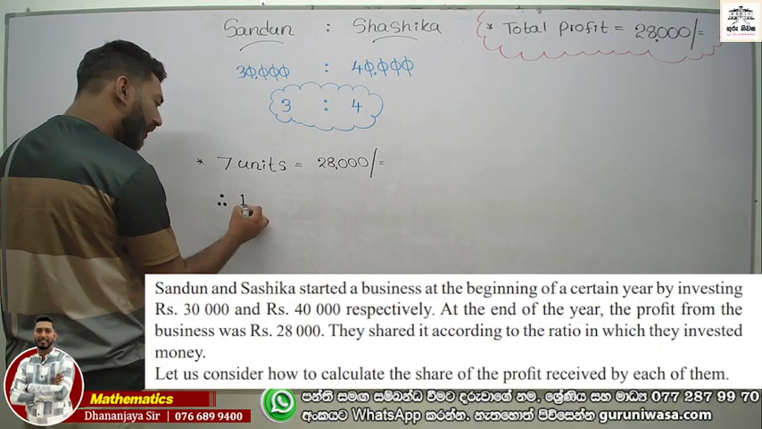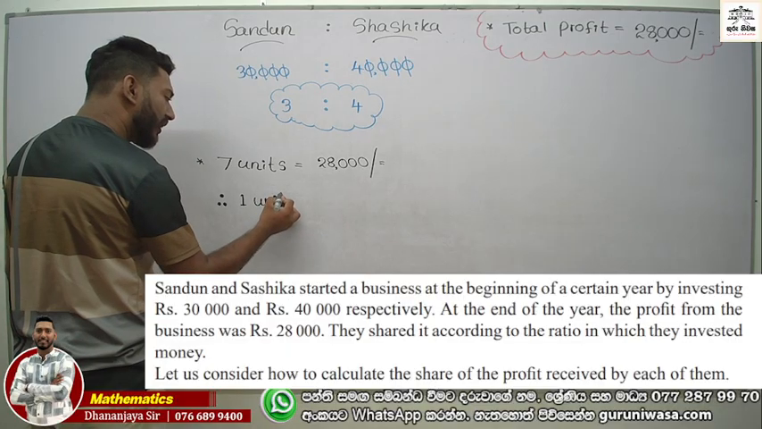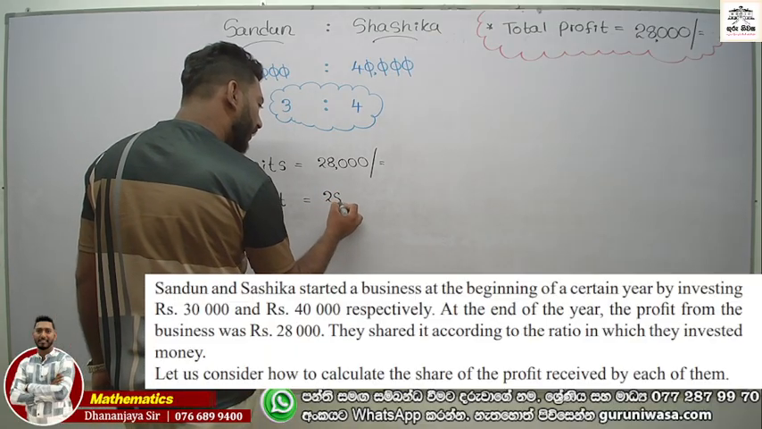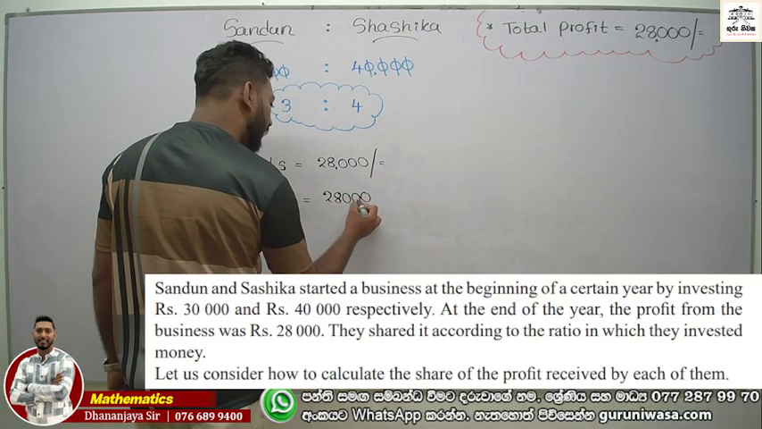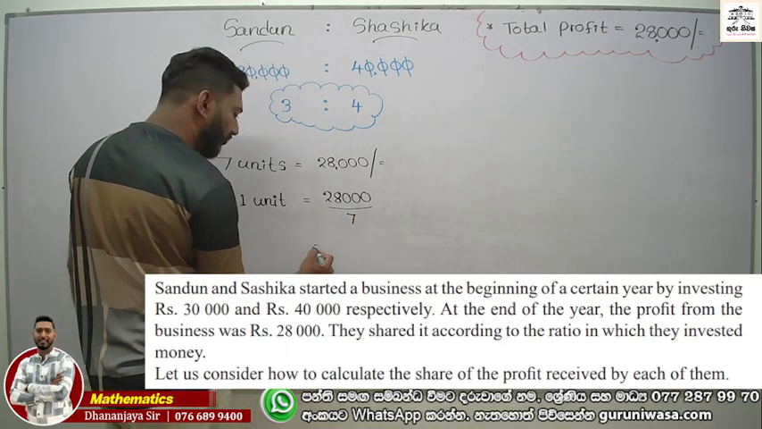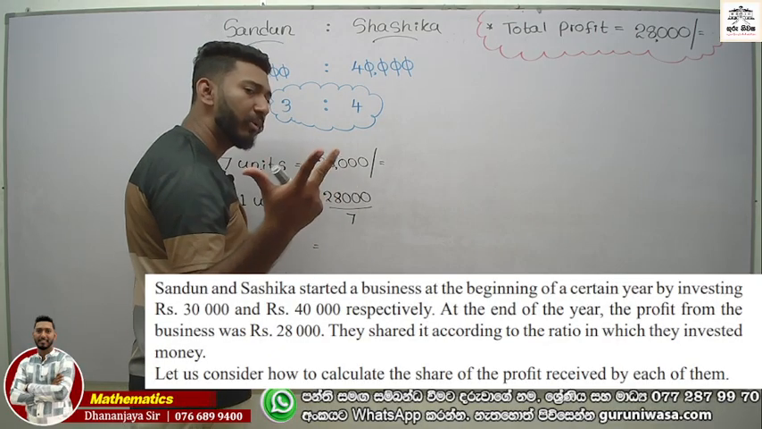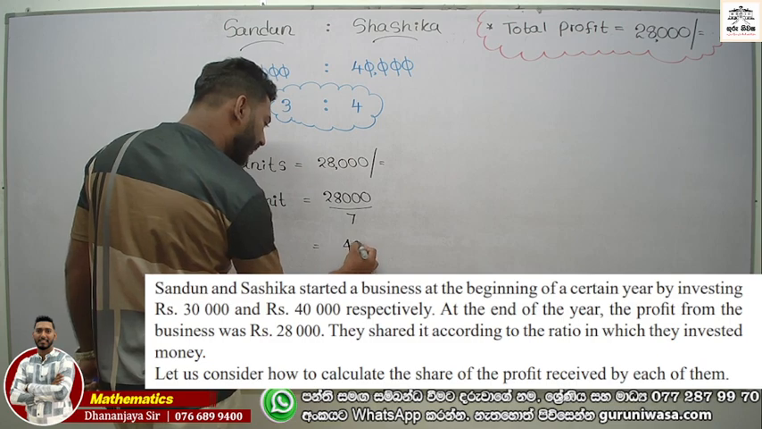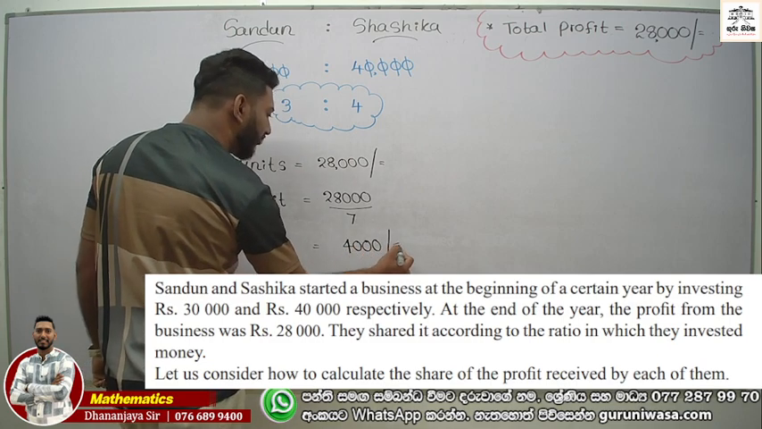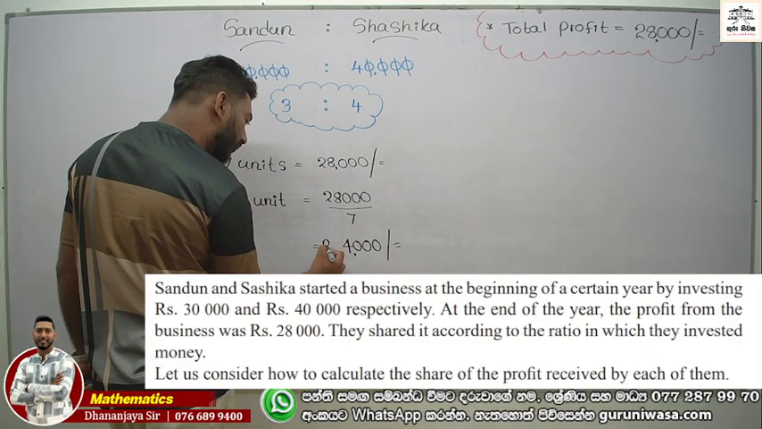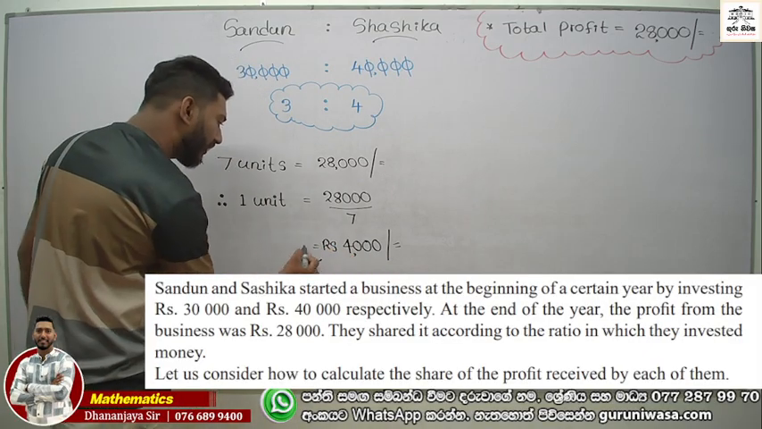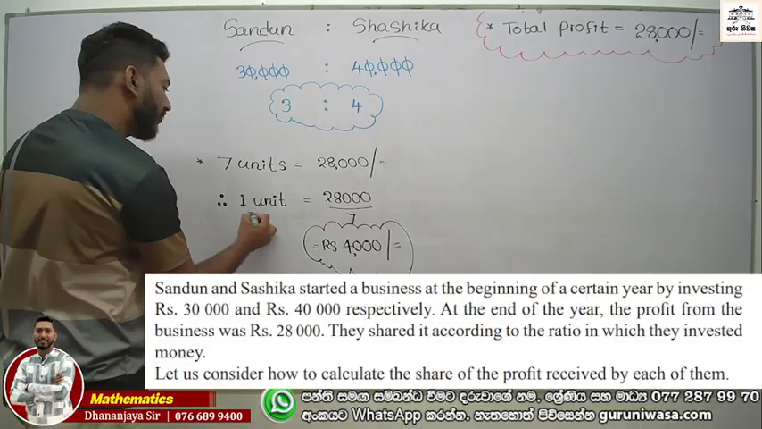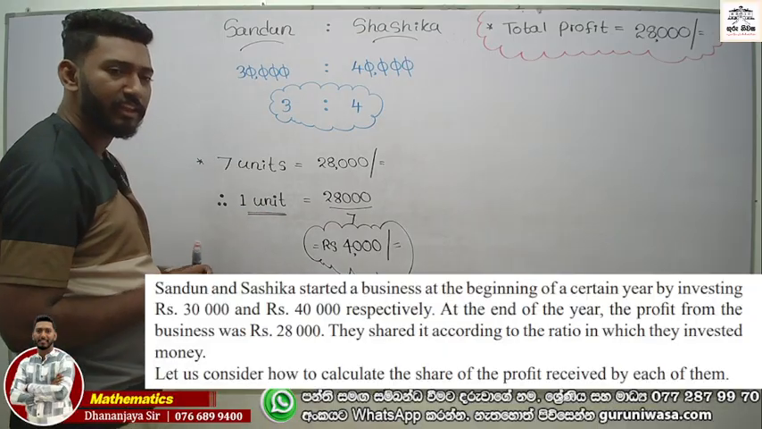Therefore, we can find 1 unit. 1 unit is equal to 28,000 divided by 7. Now you know 7, 14, 21, 28. Therefore, 7 times 4 is 28. Now, 1 unit is equal to 4,000 rupees. And this is a very important thing: this is the value of 1 unit.